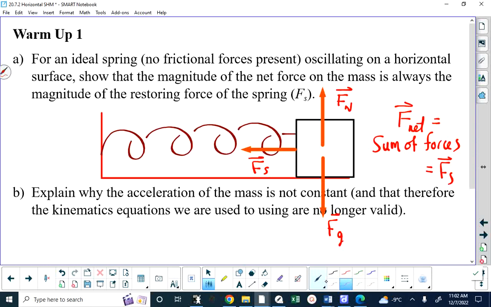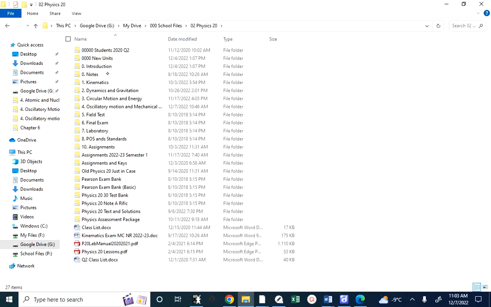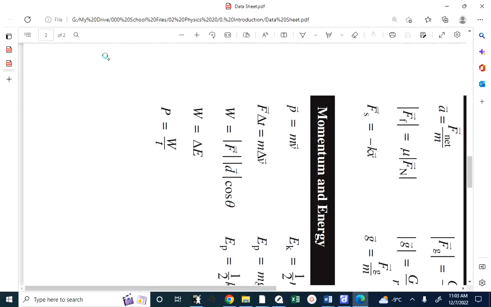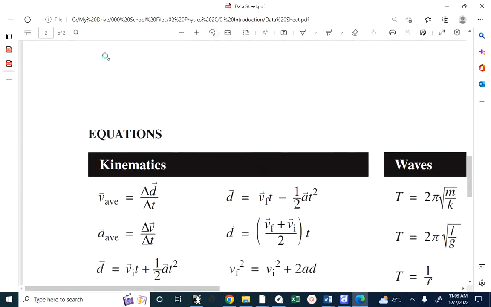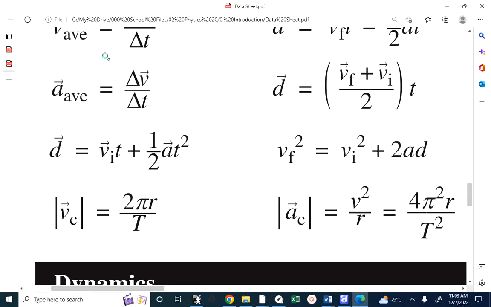Why is the acceleration of the mass not constant? This is really interesting. Those kinematics formulas, everybody. If I pull up your formula sheet here. These kinematics formulas, like a equals delta v over delta t, or d equals v_i t plus 1/2 a t squared. Those five kinematics formulas are only valid for uniform acceleration. They're only valid if the acceleration of the object is always the same.